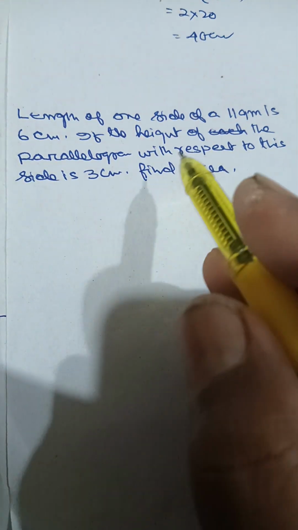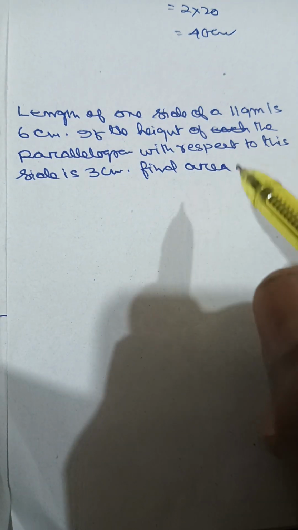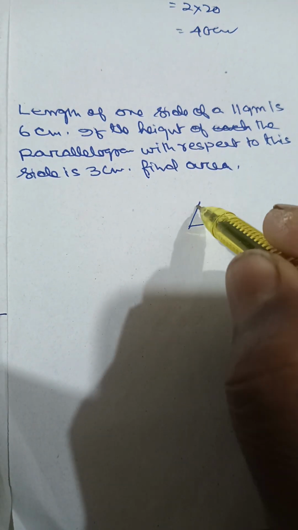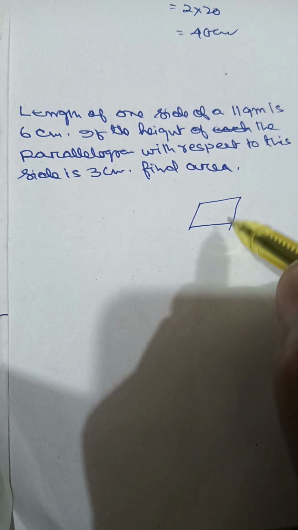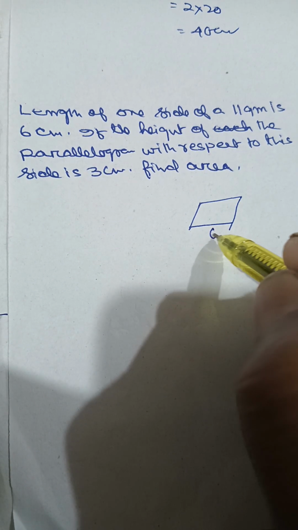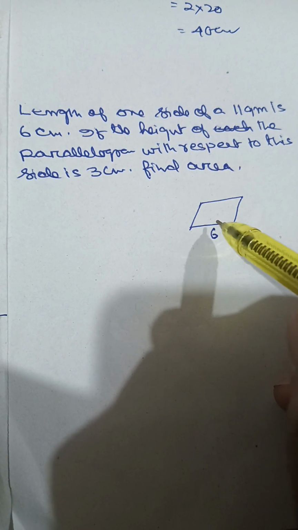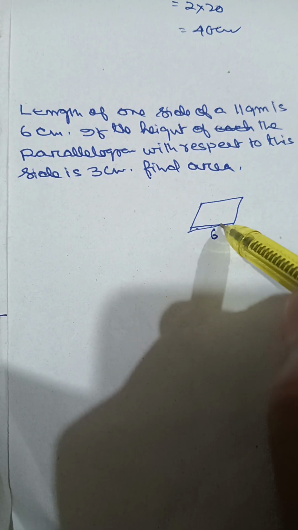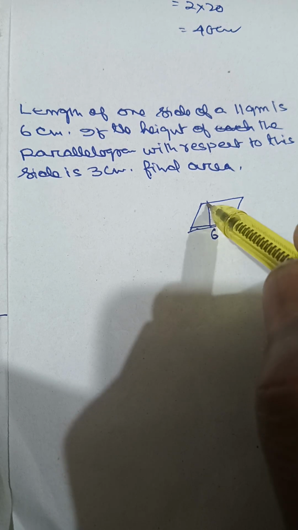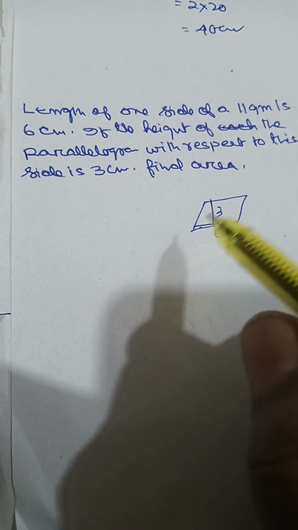Next question: length of one side of a parallelogram. You see, it is the parallelogram. Length of one side is 6 cm. The height of the parallelogram with respect to this side, that is with respect to 6 centimeter, is given 3 centimeter. Find the area.